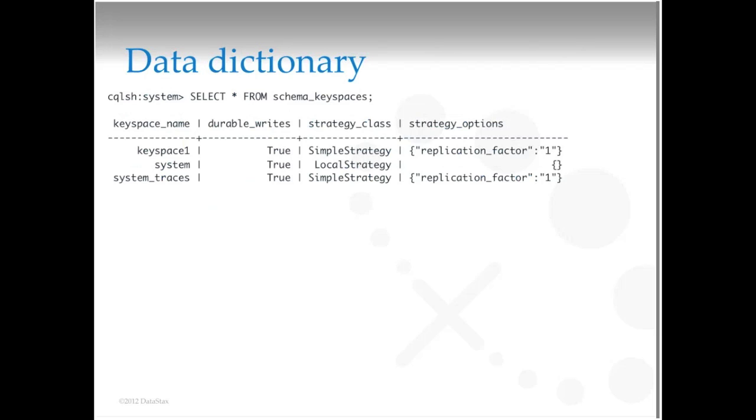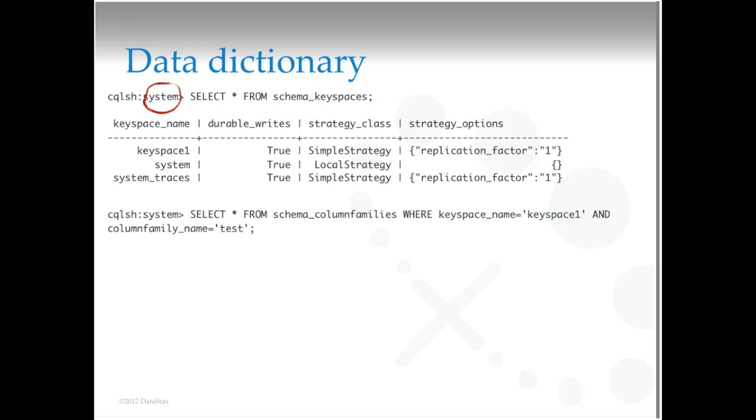For the schema, we have 3 tables in the system keyspace that deal with schema information. The first is schema underscore keyspaces, and that looks like this. It's fairly simple, with a number of pieces of data about each keyspace that we have defined. We also have schema underscore column families and schema underscore columns. I won't show example data for those because there are a lot more columns in each of them. But that's where the data about the tables you've defined is stored.